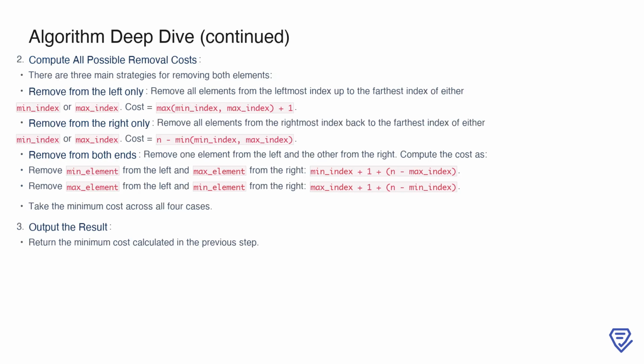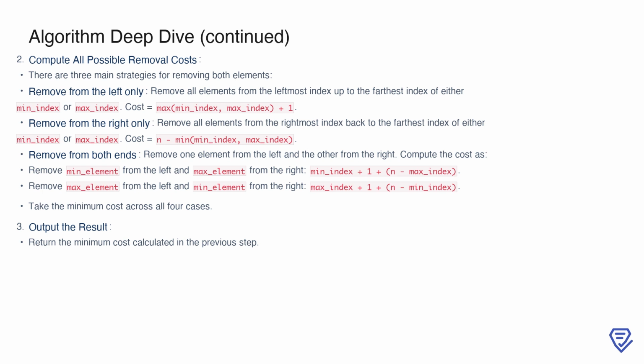Next, we compute the removal costs for all possible strategies. There are three main ways to remove the smallest and largest elements. First, we can remove all elements from the leftmost index up to the farthest of either min_index or max_index. The cost for this approach is the maximum of these indices, plus 1. Second, we can remove all elements from the rightmost index back to the farthest of the two indices, and the cost here is the total length of the array minus the minimum of min_index and max_index.